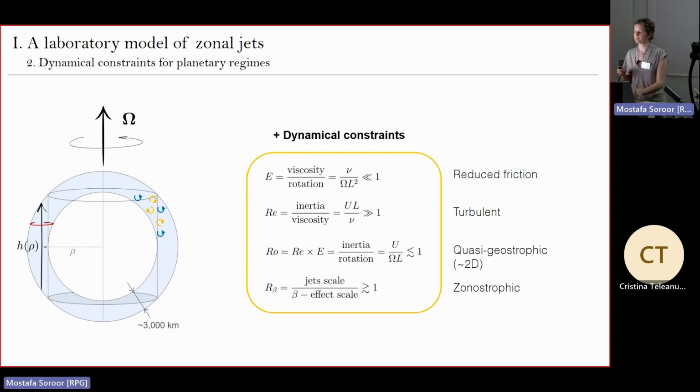And finally, experimentally, it's important to know in which regime you want to be. I already mentioned this earlier. You need the Ekman number to be very small because you want the viscous friction to be really small in your system.